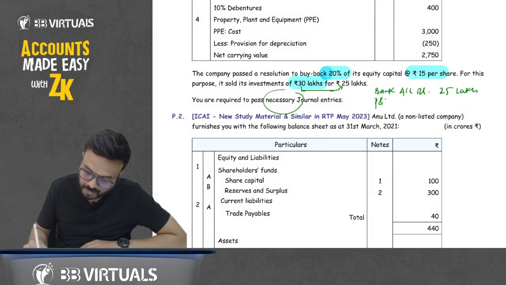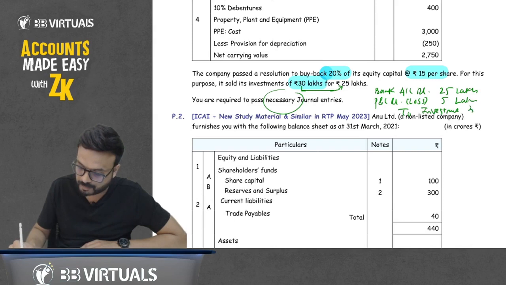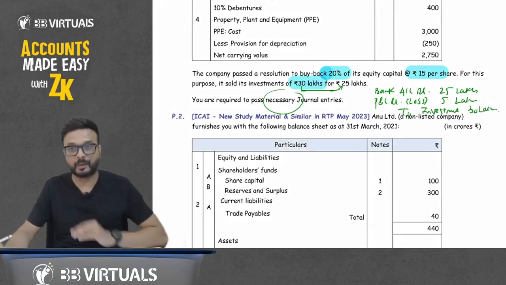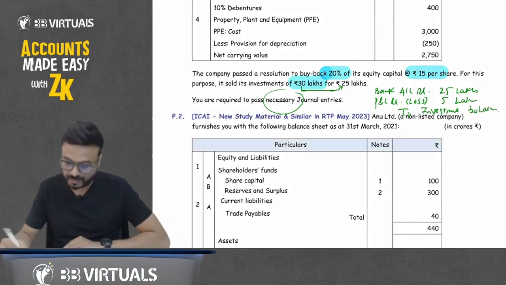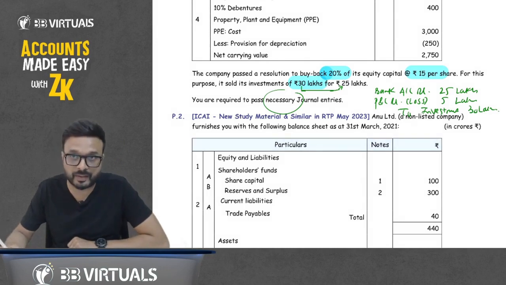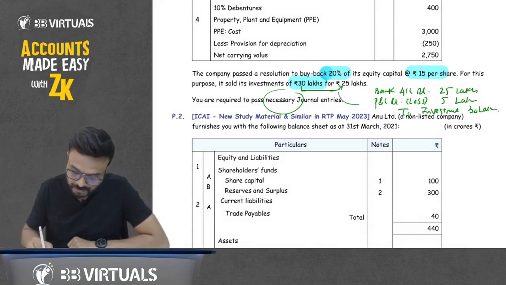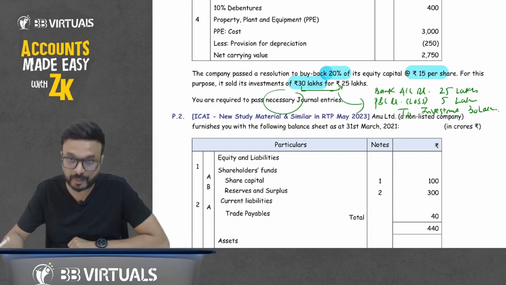Then profit and loss account will be debited. It is a loss. Loss will be debited, 5 lakhs, to investment account 30 lakhs. Remember that. Okay, so it is a loss. It is a case where out of 30 receivable, just 25 is received. So this will be the entry. Bank account debit, profit and loss account debit, to investment account. Just give me 1 minute.